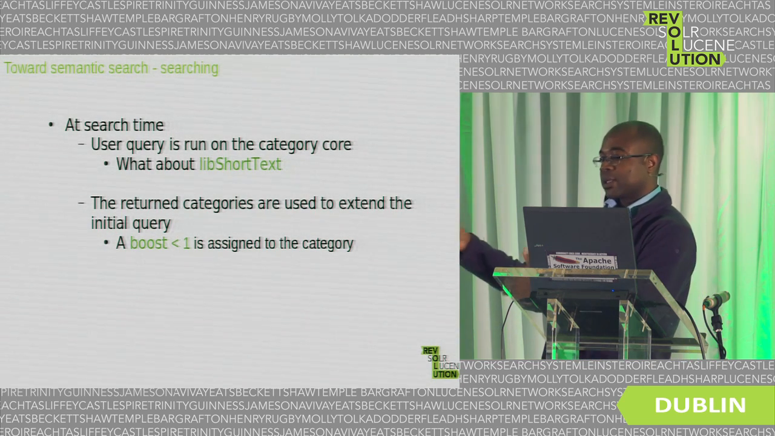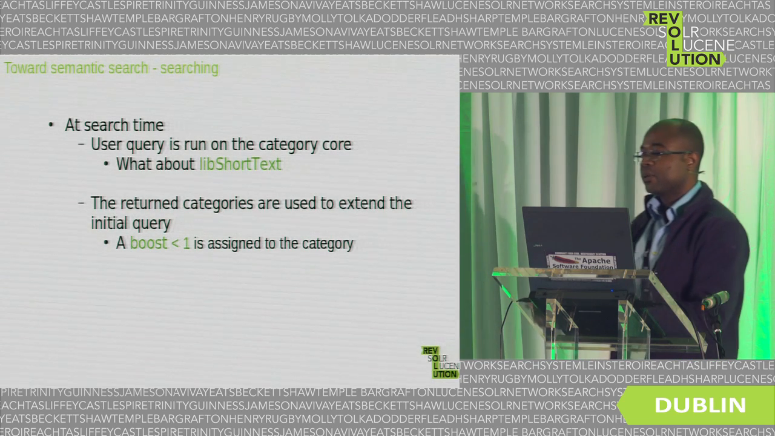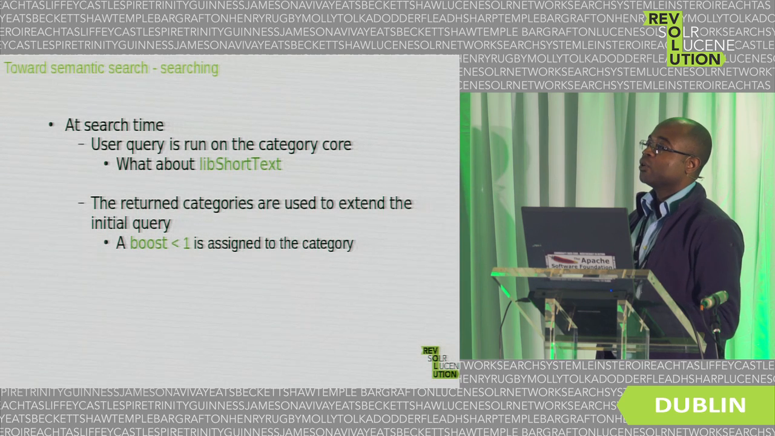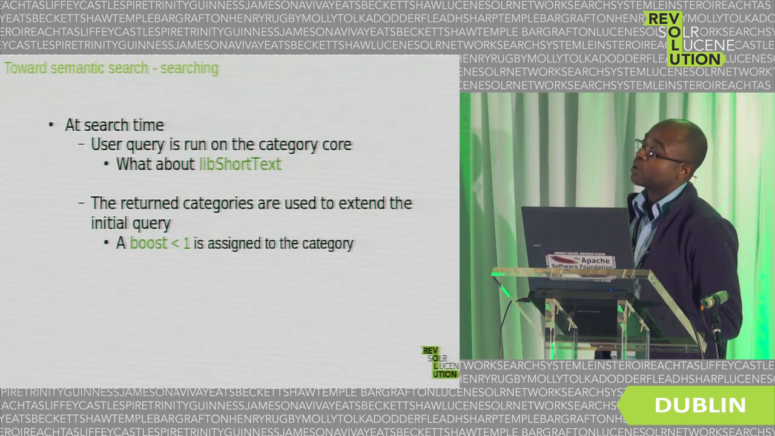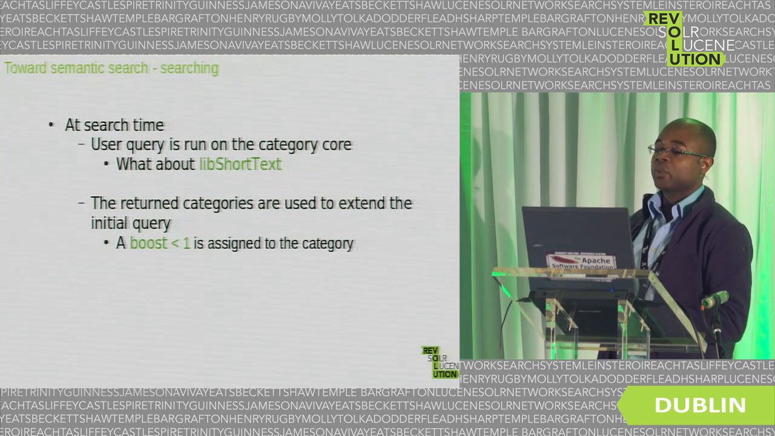So that's what we say here. The user query is run on the category core. And the returning categories are used to extend the initial query. We apply a boost less than 1 to the category so that the user query still has more power than the category. We are not replacing the user. We are helping the user find what they are looking for.